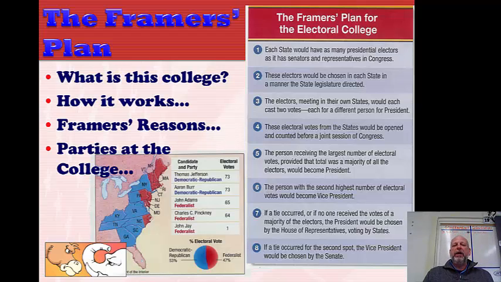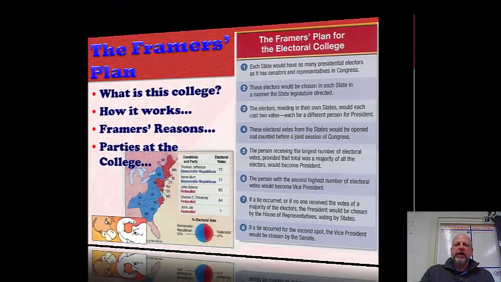Well, after the election of 1800, a new amendment was going to be added to the Constitution that said, nope. From now on, each state will cast votes, one for president and one for vice president. So the college would definitely be split. However, it is possible for there to still be problems coming out of this Electoral College.